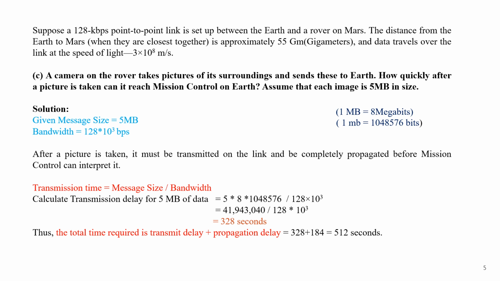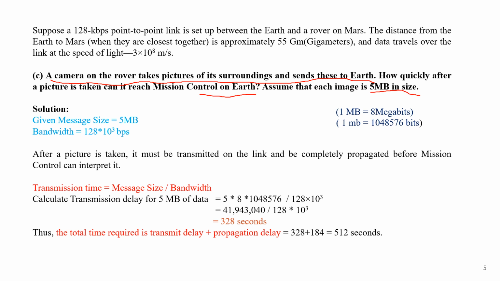Okay, now the third question is, a camera on the rover takes pictures of its surroundings and sends these to Earth. How quickly after a picture is taken can it reach mission control on Earth? Assume that each image is 5 MB in size. So here we have to calculate the transmission time, because after a picture is taken by the rover on Mars, it is transmitting to the Earth. How much time does it take to reach from Mars to the Earth.